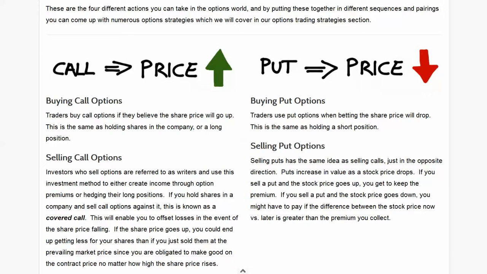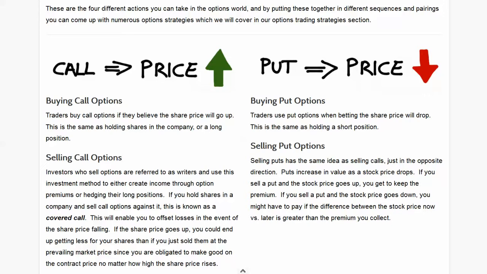Selling call options, investors who sell call options are referred to as writers, and use this investment method to either create income through option premiums or hedging their long positions. If you hold shares in a company and sell call options against it, this is known as a covered call. This will enable you to offset losses in the event that the share prices fall. If the share prices go up, you could end up getting less for the shares than you could have selling them on the market.